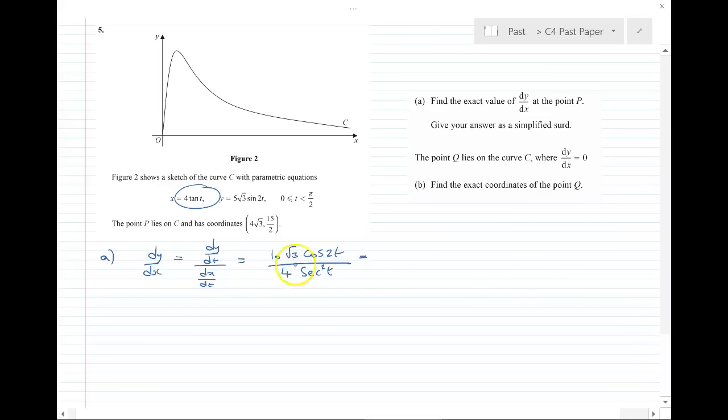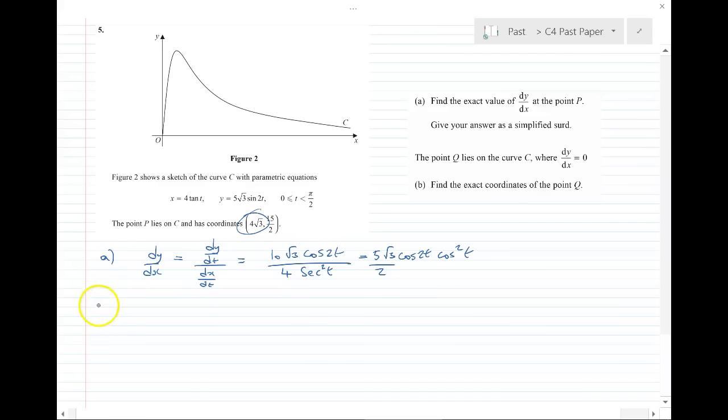That comes to this, simplifying down a little bit. It's hardly worth the effort, but I'm going to do it anyway. Cos 2t. I could actually write the sec squared t as a cos squared t on the top there. Don't have to, but I'm going to. So then we need to just find an appropriate value of t. I'm going to use the x-coordinate because it looks like the easiest.